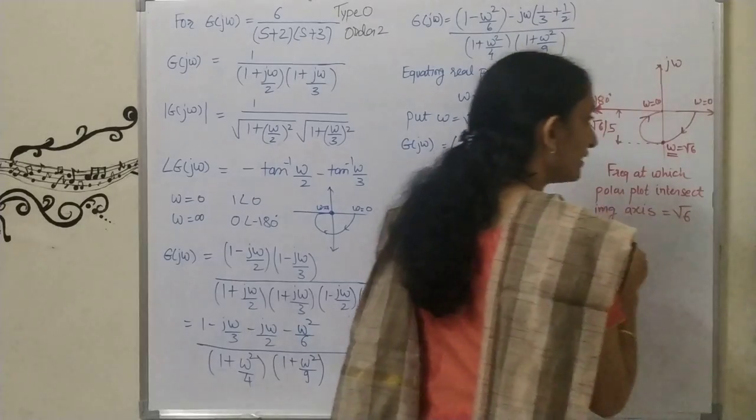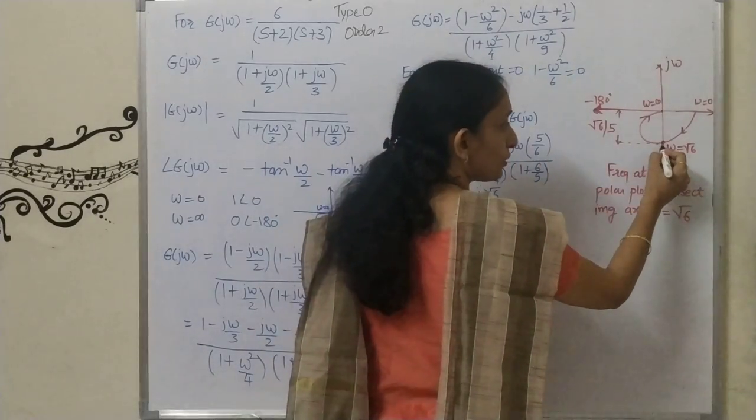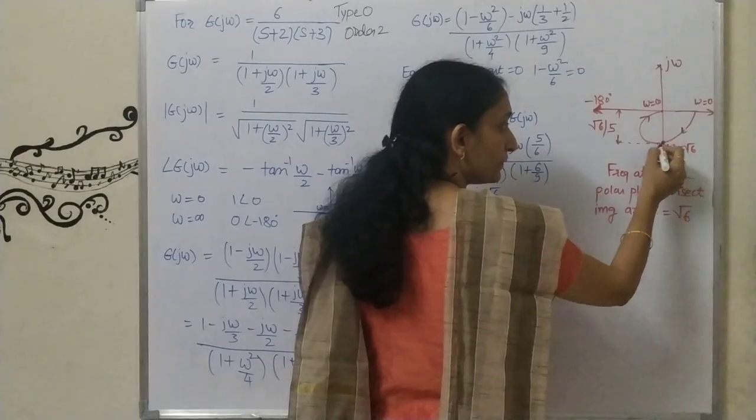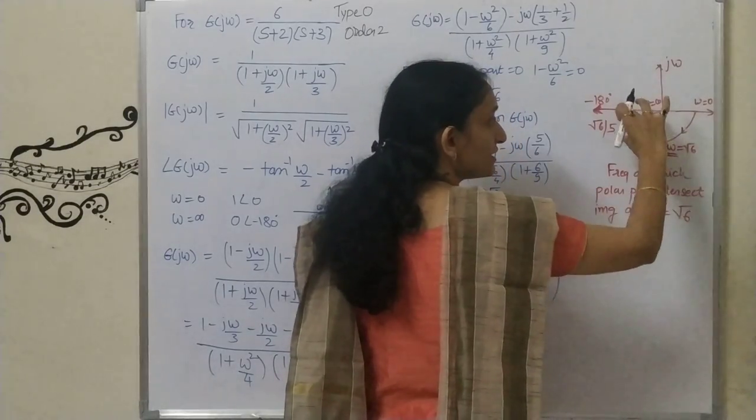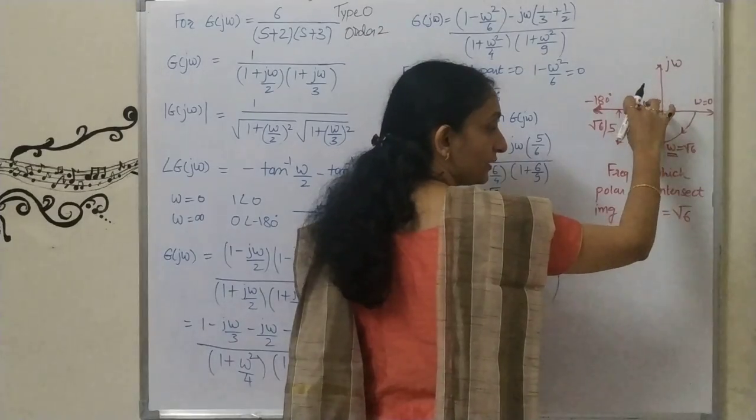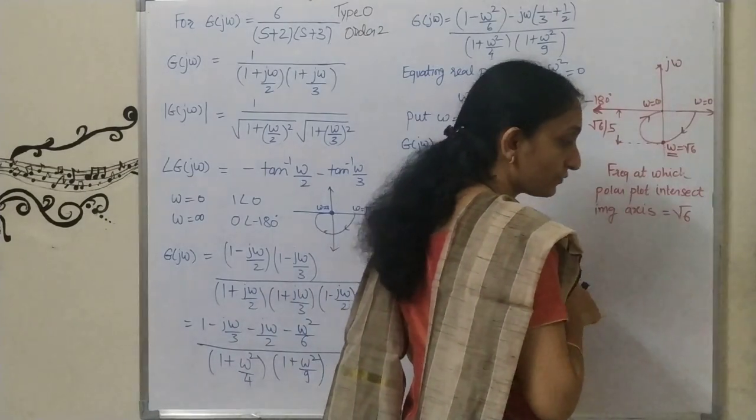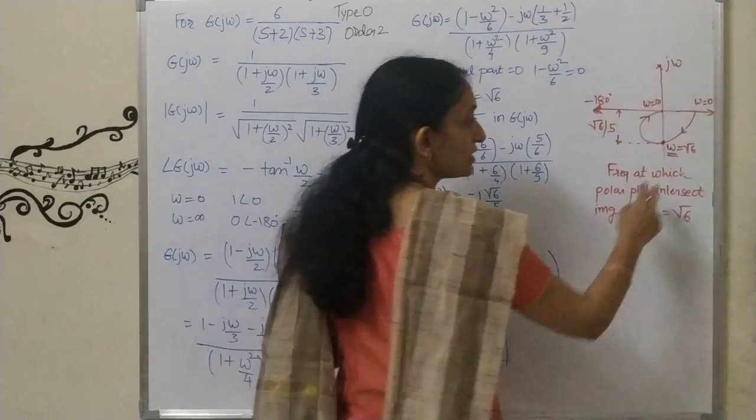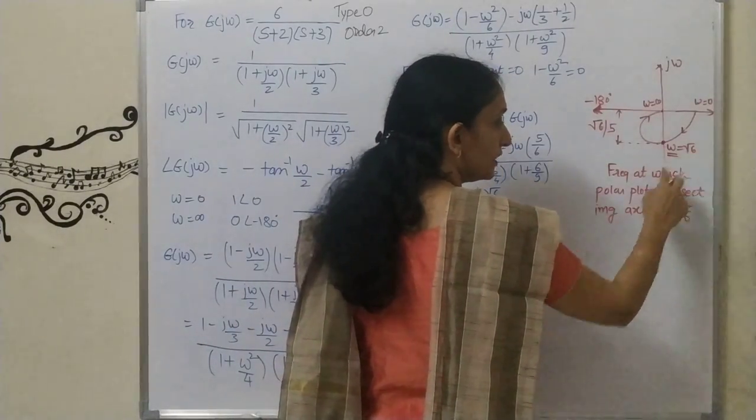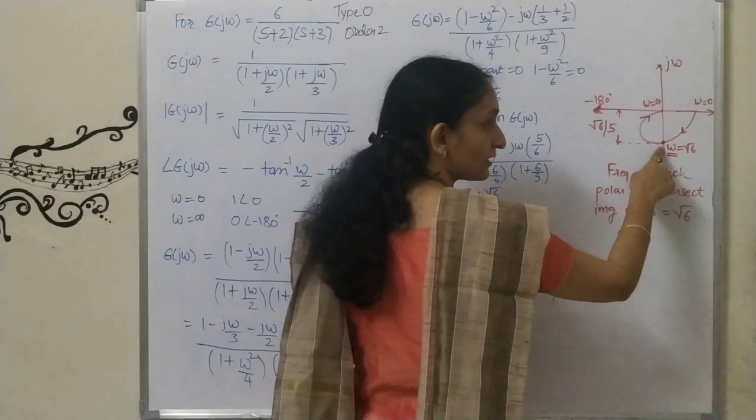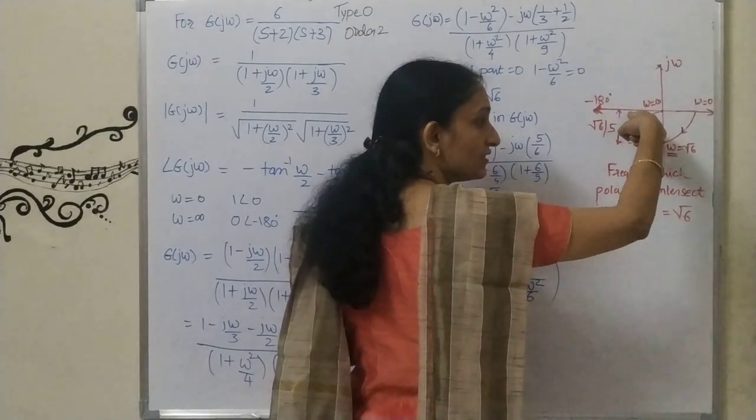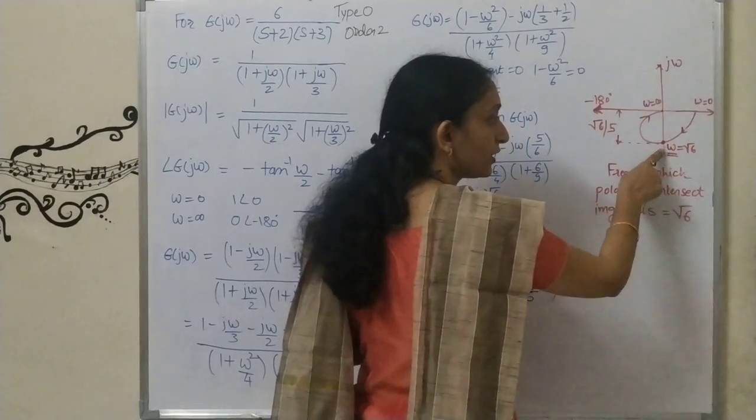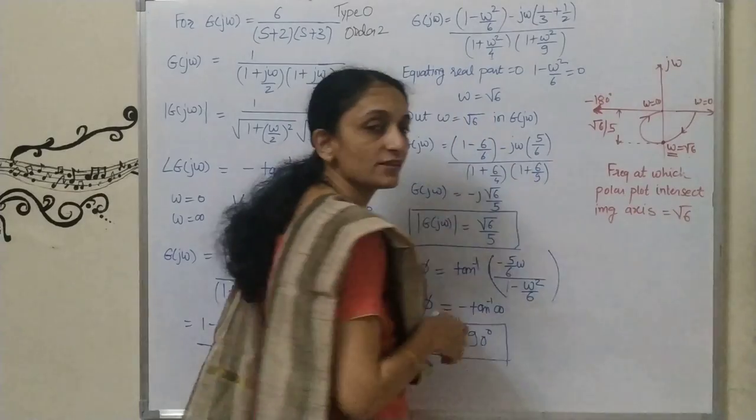Second, look at this: when you draw the line from this intersection point of the polar plot with the imaginary axis, you need to calculate this distance up to the minus 180 degree line. Generally this term is referred to as the gain margin and phase margin. So we will calculate the frequency at which the polar plot is intersecting the imaginary axis, and we will calculate this amplitude, the distance from this intersection point up to the minus 180 degree line.